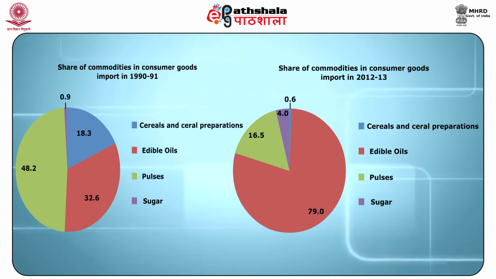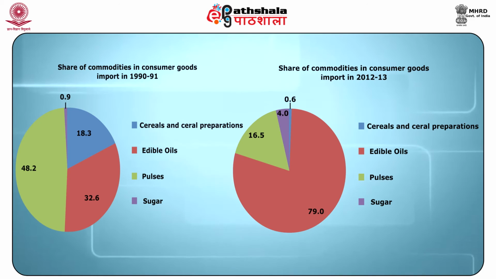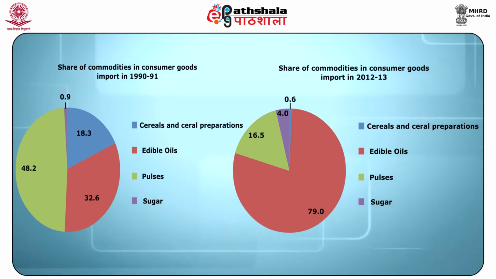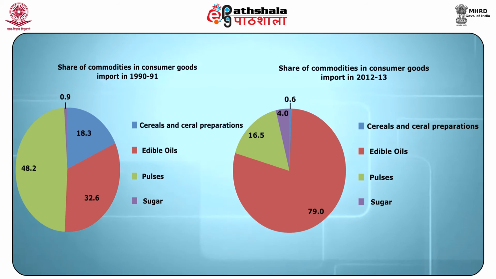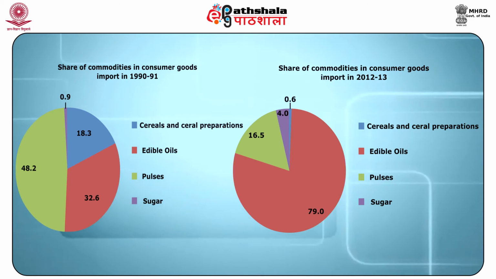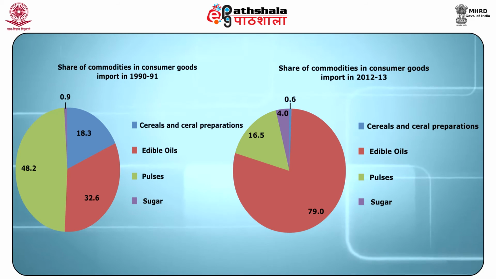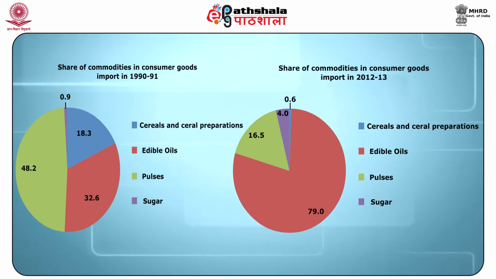This analysis shows how the pattern of imports has changed from cereal and pulses towards edible oil and sugar within the consumer goods. Again indicated in the pie charts of figures 18 and 19, which show the share of various commodities within the import of consumer goods, and the source is the World Bank data.